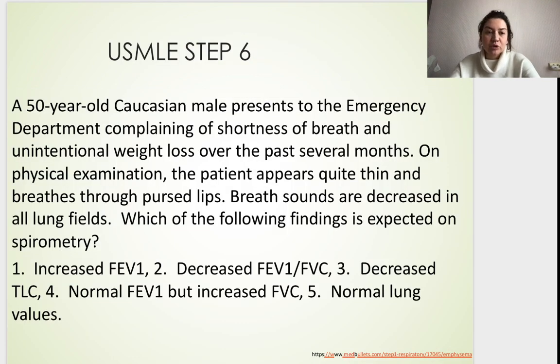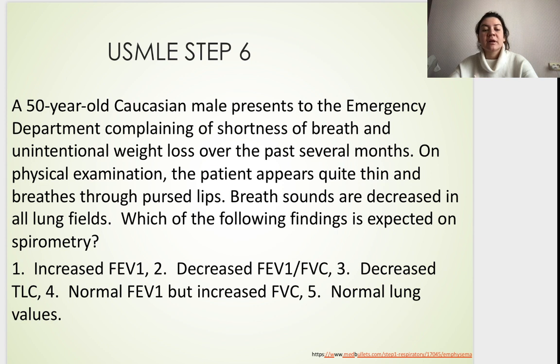And the last test for today. A 50-year-old Caucasian male presents to the emergency department complaining of shortness of breath and unintentional weight loss over the past several months. On physical exam, the patient appears quite thin and breathes through pursed lips. Breath sounds are decreased in all lung fields. Which of the following findings is expected on spirometry? Remember spirometry from previous lectures.